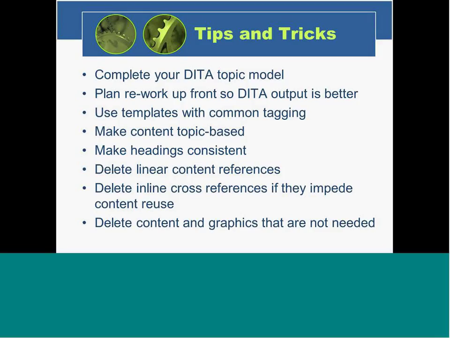Remove linear content references, things like "see the table on the next page" or "see the graphic on the previous page." Who knows, as you split your content into topics, those linear references don't apply anymore. Not only that, removing them will help when you publish to other formats and single source, because you're sharing content. It will really limit your content reuse if you've got linear content references in your topics. We deleted inline cross-references if they impeded content reuse. We also deleted content and graphics that aren't needed.